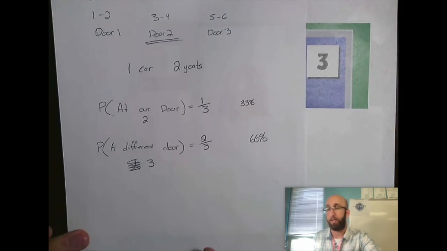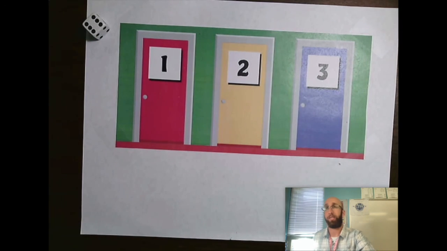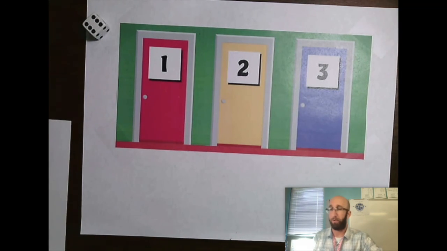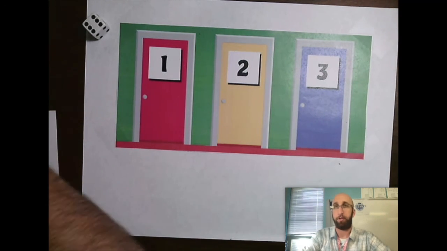But it is still possible to lose, okay? But it's not as often. So that is the Monty Hall problem. It can be rather difficult to explain and understand exactly what's going on, but hopefully I illustrated that for you.